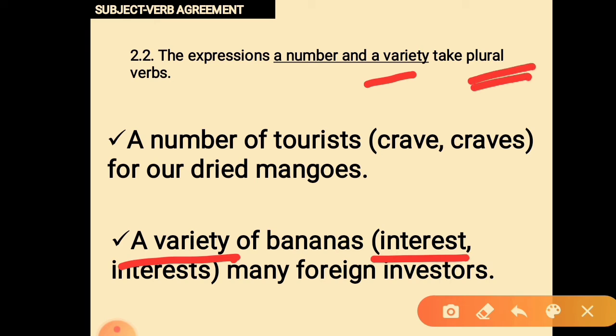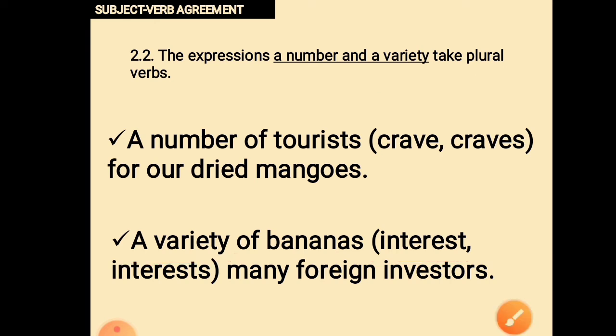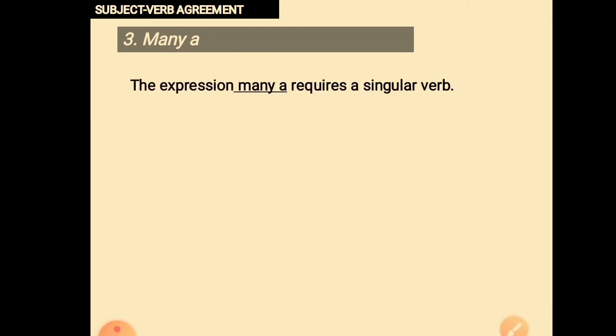So that is how it works. Next is many a. The expression many a requires a singular verb. From the part 1 discussion, we discussed about many, and many takes a plural verb. Now, for this time, many a. If there is an expression many a in the sentence, the verb that we'll be using is singular.